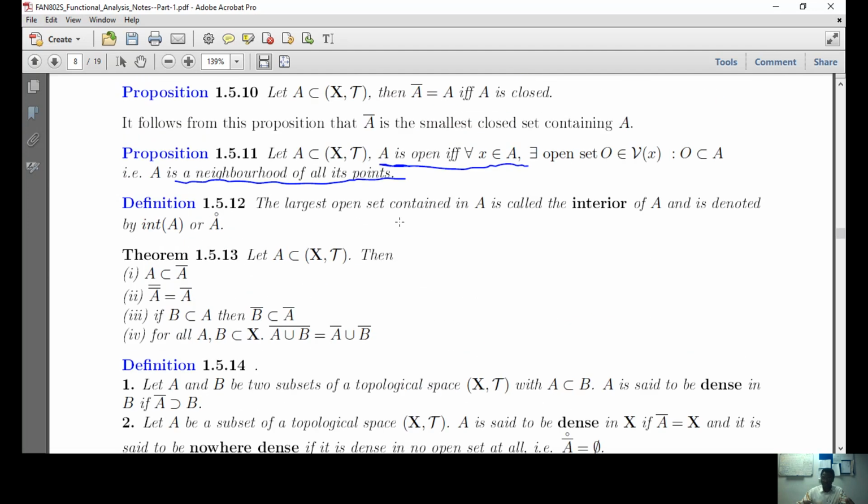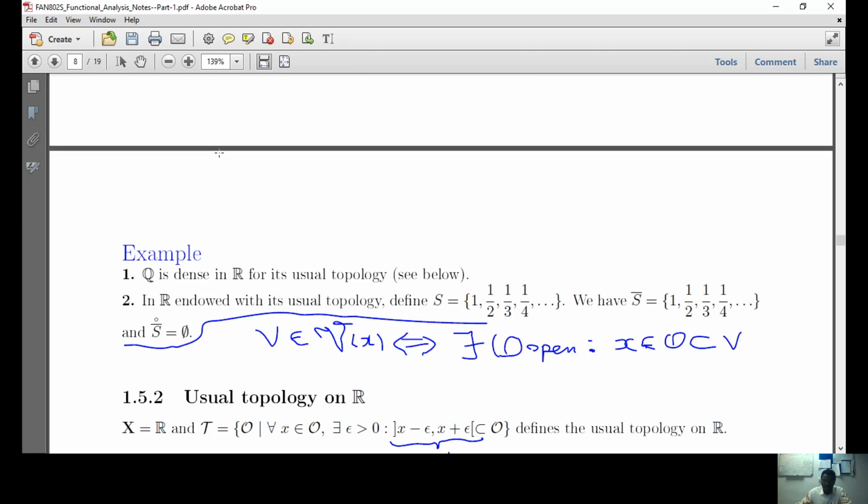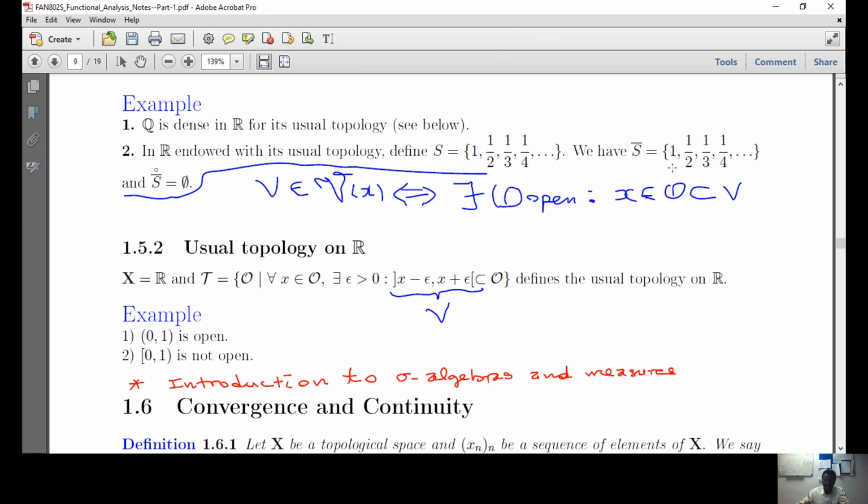Okay, and we know that for the topology of R, an open set is an open interval. Now, if you look at this one, you don't have any interval here. You have discrete points. So the interior has to be an open interval. But since this is not an interval, but discrete points, there's no interior. The interior is empty.